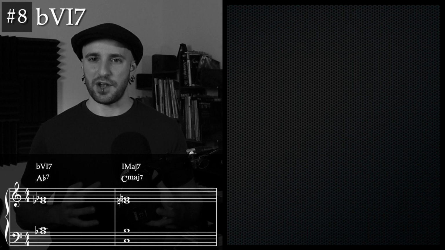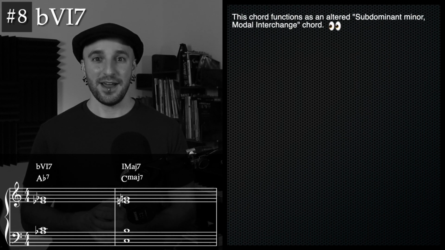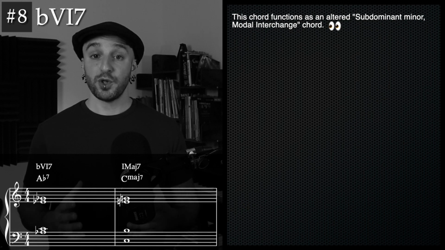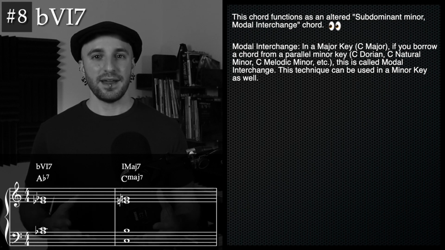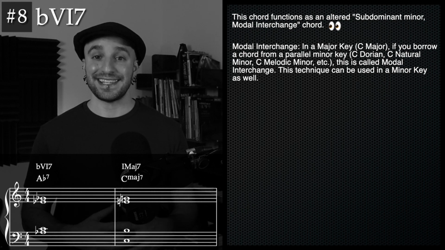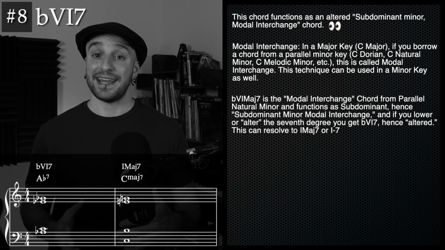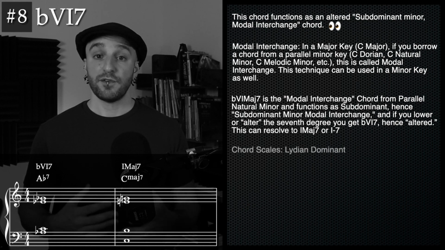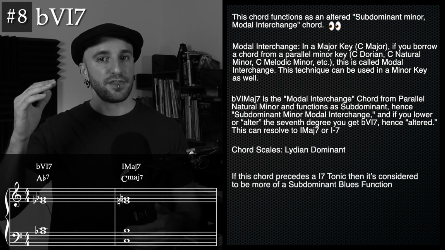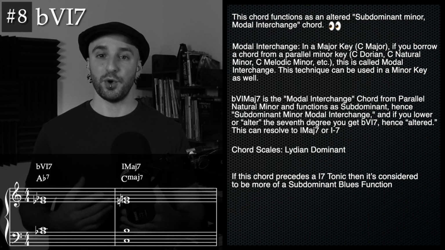Number 8 is flat 6 dominant 7, and this functions as an altered subdominant minor modal interchange chord. Ugh, I know, but it's not actually as complicated as it sounds. Modal interchange is when you borrow a chord from a parallel mode. Let's take C minor. In C minor, the flat 6 chord is A flat major 7, and it has subdominant function. So if you borrow it in C major, you have a subdominant minor modal interchange chord. Well, if you then take 1 degree, in this case the 7th, and you flat it or alter it, you now have an altered subdominant minor modal interchange chord.